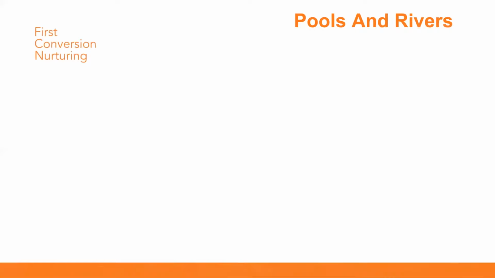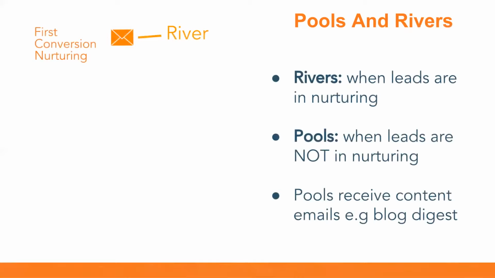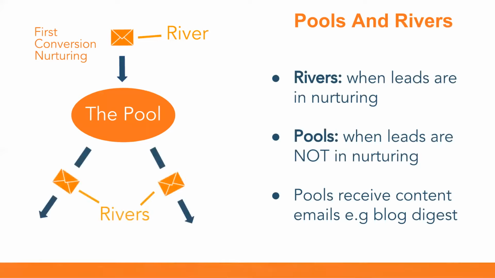So again, first conversion nurturing. If they become an MQL, we're going to pass them on to sales, or we're going to send them into the pool. As I said, rivers are when leads are in nurturing, pools are when leads are not in nurturing. People in the pool don't go there to die. They still receive your content emails. This could be your blog digest, product updates, newsletter, things like that. And people can leave the pool. Depending on the different actions they take, they can then enter different rivers.